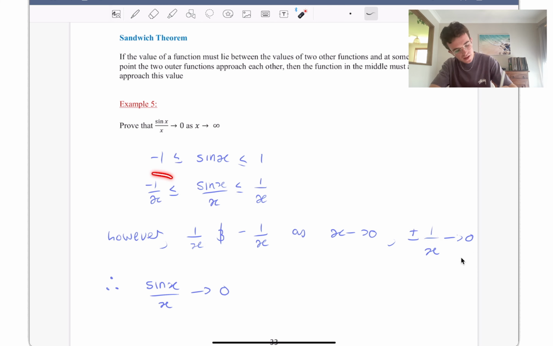So if either of these functions approach the same value, then at some point, this function in the middle must also approach that value.